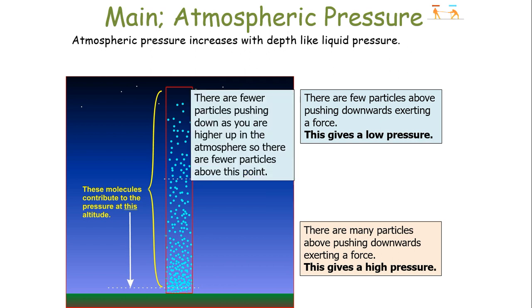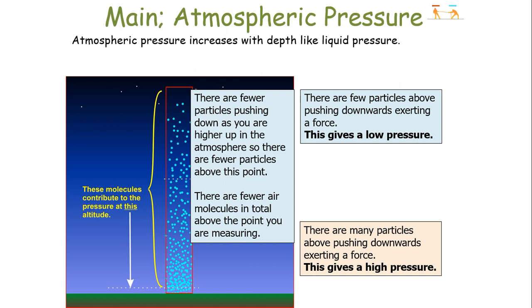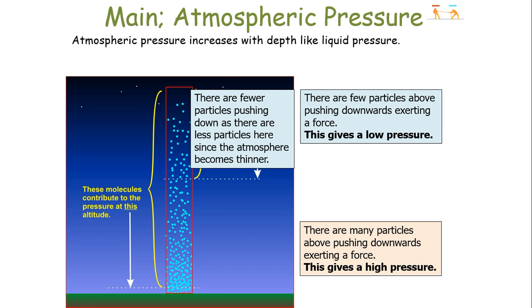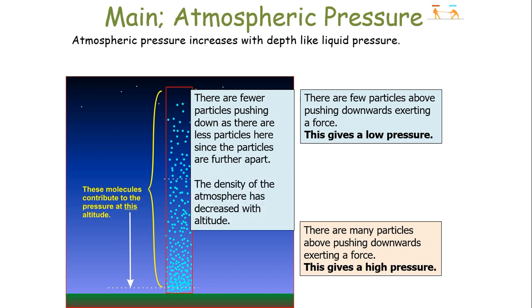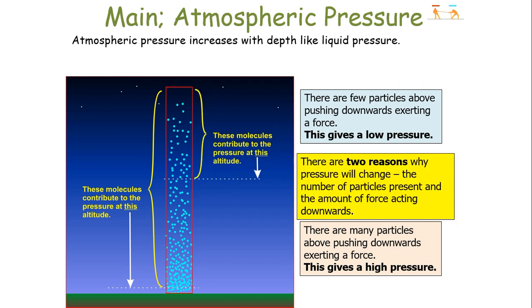Reason number one: there are fewer particles pushing down as you are higher up in the atmosphere, so there are fewer particles above this particular point. The higher up you go, there are fewer particles above you exerting a weight downwards, so the force will be lower, so the pressure is lower. So there are fewer air molecules in total above the point you are measuring. The second reason, which isn't common with the ocean, is that the atmosphere becomes thinner with altitude. You can also phrase it as the particles are further apart. The density of the atmosphere has decreased with altitude, so there are fewer air molecules per cubic meter.